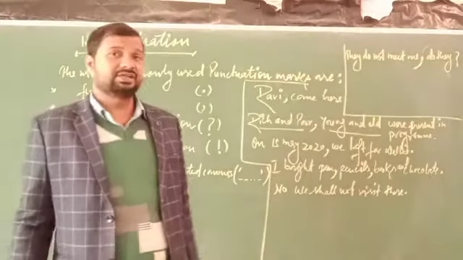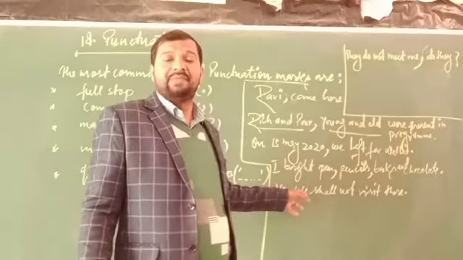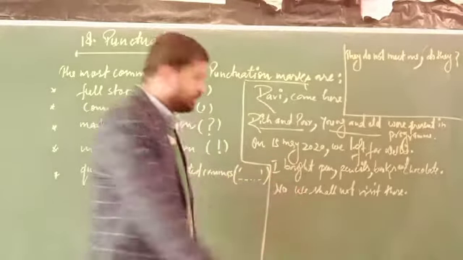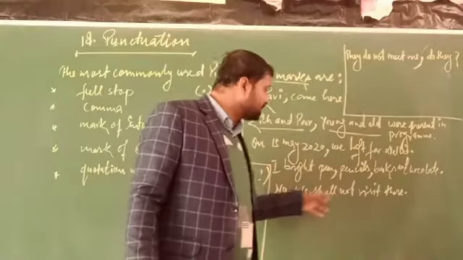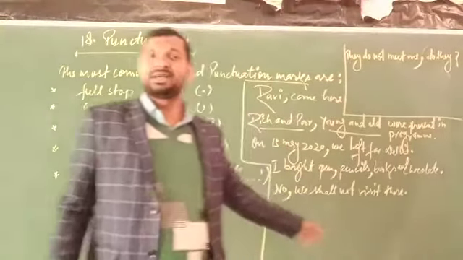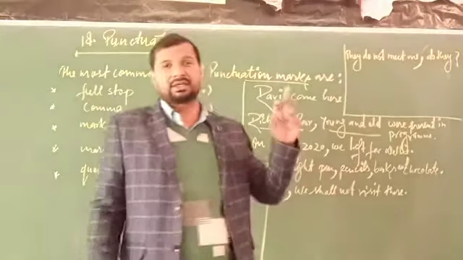Here in this sentence, students, at first you can see a no. You will separate no, so you will put here a comma. No, comma, we shall not visit there. Now your sentence is complete. If you don't put a comma here, definitely your sentence is not correct.